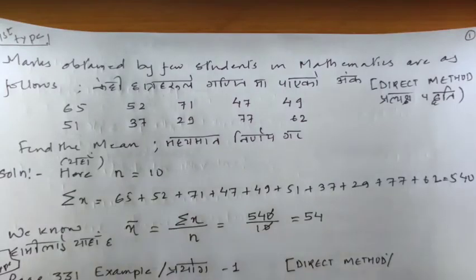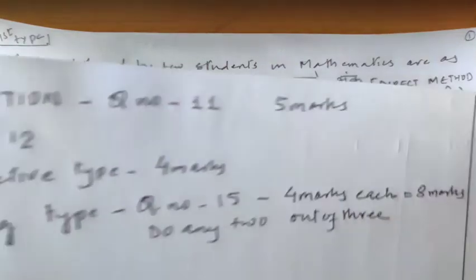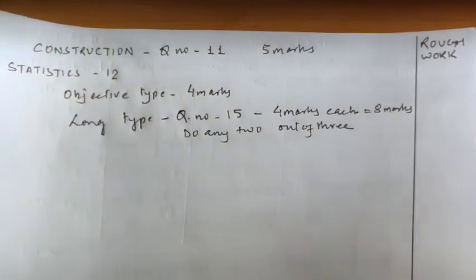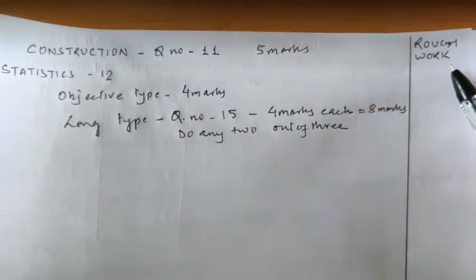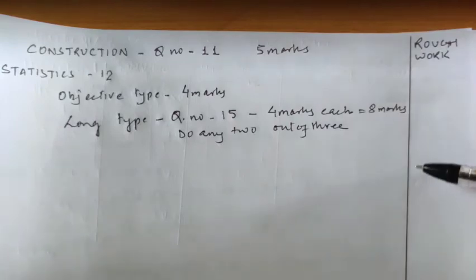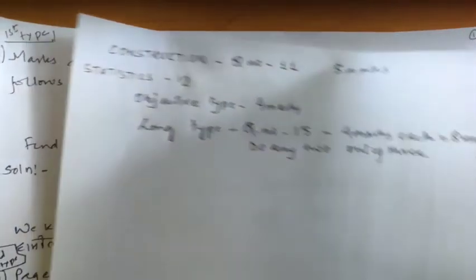By the way, now we'll start our main chapter, or we'll start solving. So it's always wise to have a rough work side. Draw a long line and then write rough work. So this place is for the rough work to be done. Is that okay or not? So let's begin the questions.